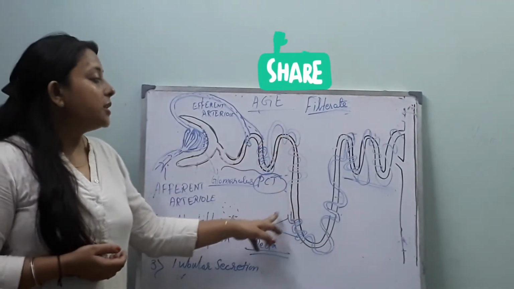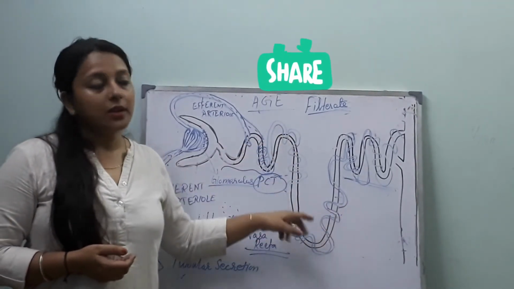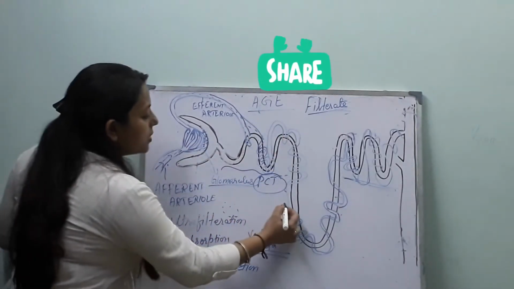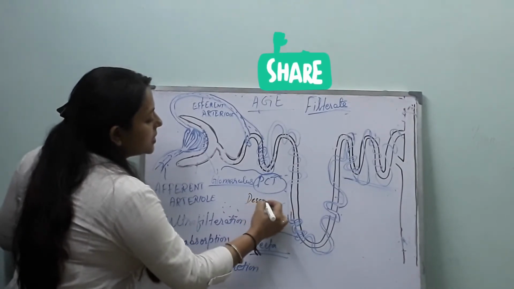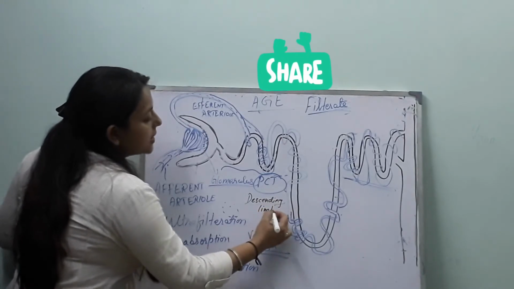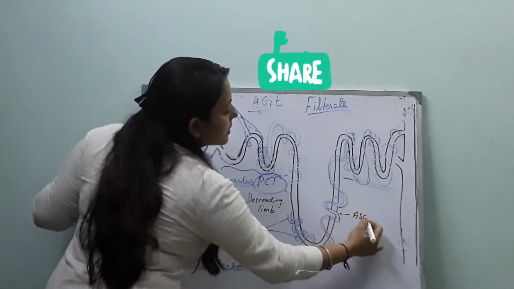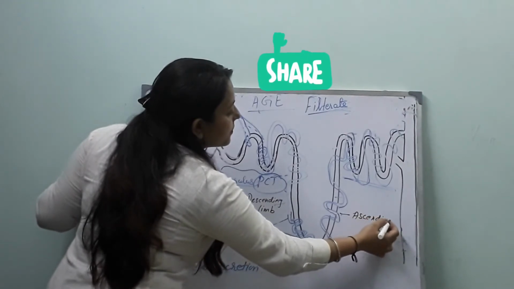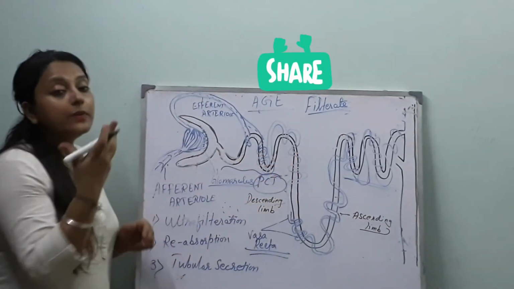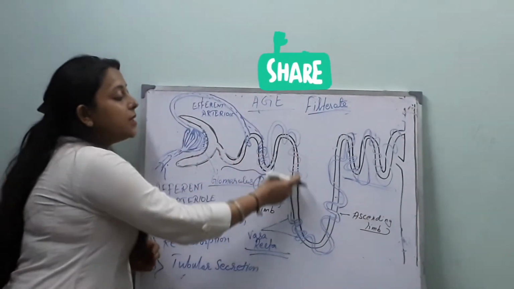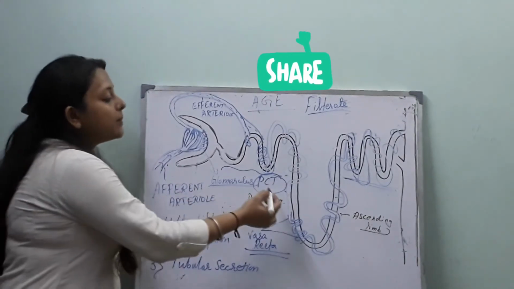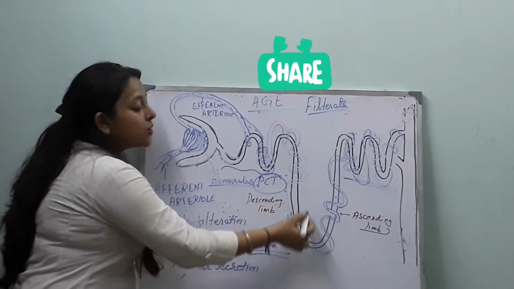We can see there are two limbs of the loop of Henle here. This is called the descending limb, and this is called the ascending limb. Now, what is the function of the descending limb? Reabsorption of water, meaning the descending limb is only permeable to water, not to electrolytes. That means reabsorption of water takes place here.